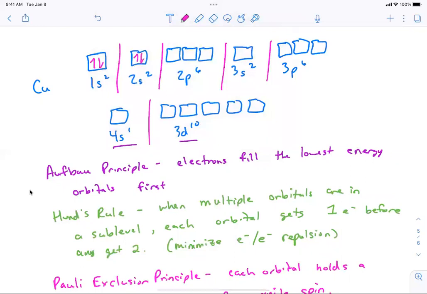1s, up, down. 2p6, I go 1, 2, 3, 4, 5, 6. So I fill the top ones first, and then the bottom one second, the downward one second. 3s, up and down. 3p, up, up, up, down, down, down.